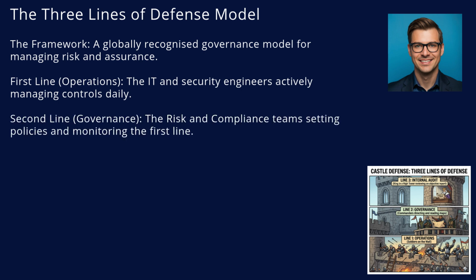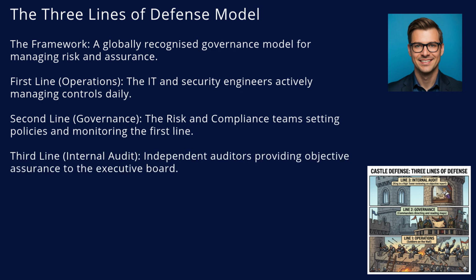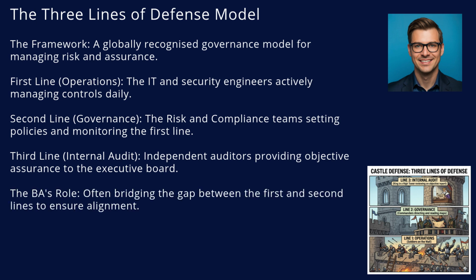The second line belongs to governance. These are the risk and compliance teams. They do not manage the firewalls, they write the policies, oversee the risk matrices, and monitor the first line to ensure they are doing their jobs. The third line belongs to internal audit. This is a completely independent team that reports directly to the executive board, providing objective assurance that the first 2 lines are functioning correctly. Your role as a cyber analyst often involves bridging the gap between the first and second lines, ensuring that technical operations perfectly align with corporate governance policies.